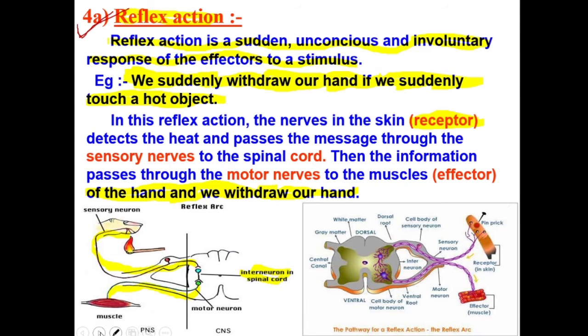So the nearer it is, the faster it can respond. In case of a reflex action which is above your neck, it is controlled by your brain. In case of a reflex action which is below your neck, that is controlled by your spinal cord. There is nothing rocket science in it. It is just that the nearer it is, the faster it will respond.